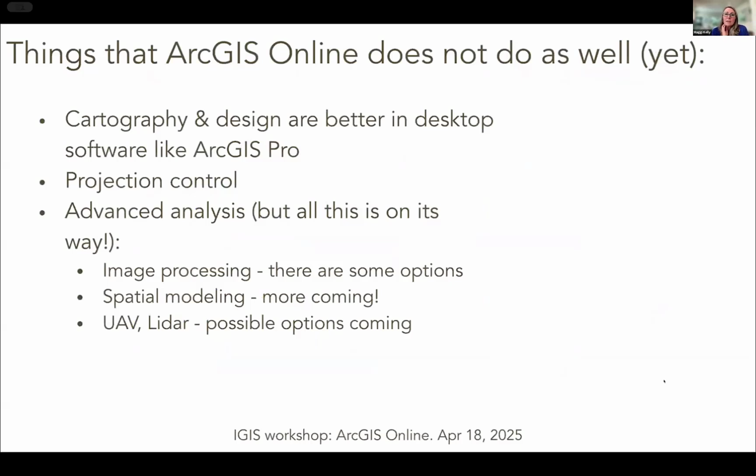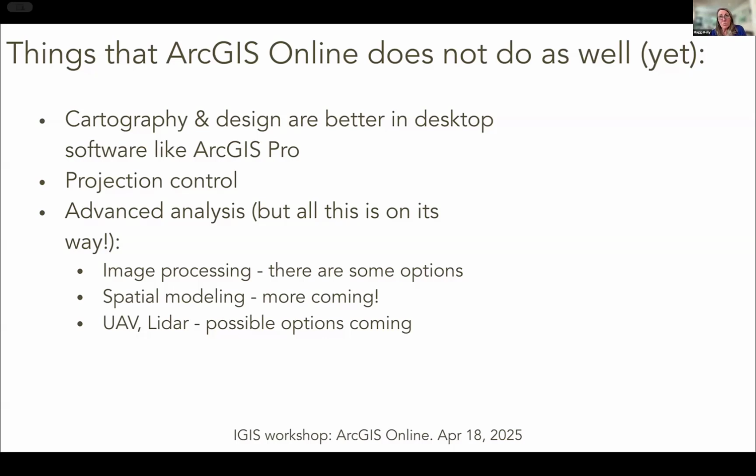So another thing, I love ArcGIS Online. I love it a lot. It doesn't do some things as well as other software. Some of the cartography and design are better in desktop software, but this is really changing. Probably Shane might disagree with me by now, but you might really want to do some tweaking. And so cartography, it might be better in Pro. But you can do so much now in ArcGIS Online.